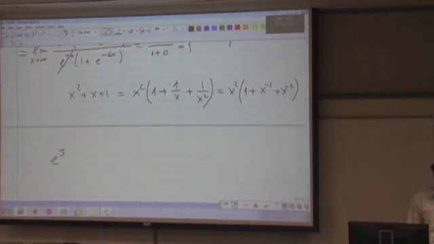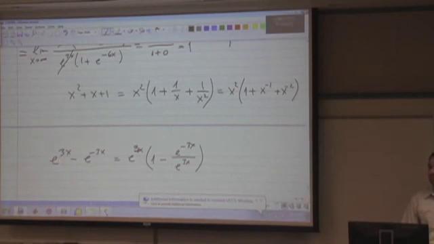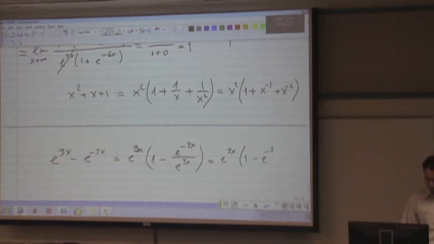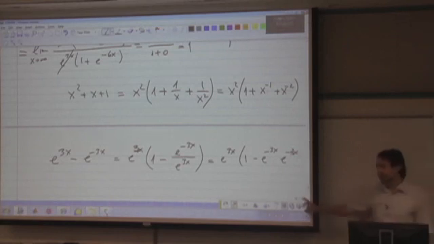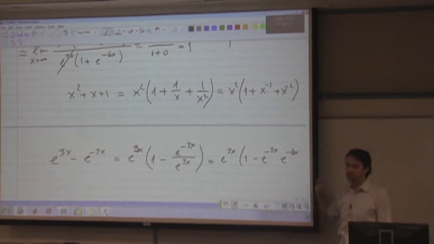So if I look at e to the 3x minus e to the minus 3x, and I factor out that e to the 3x, I'm left with 1 minus e to the minus 3x over e to the 3x, which is the same thing as e to the 3x times 1 minus e to the minus 3x times e to the minus 3x, if you want to write it in that way. But the key idea is it's minus 6x. Does that make sense? Yes? Again, that's how laws of exponents work.